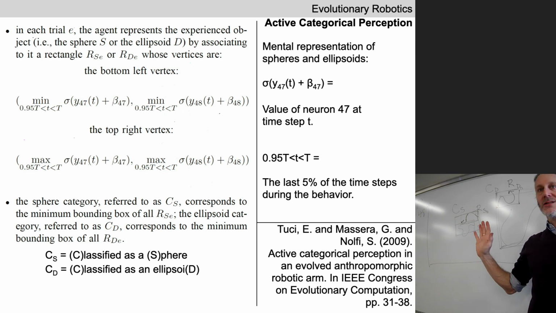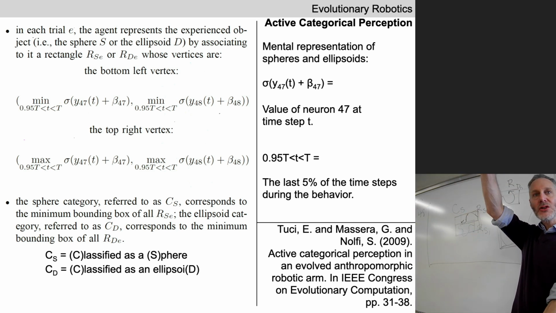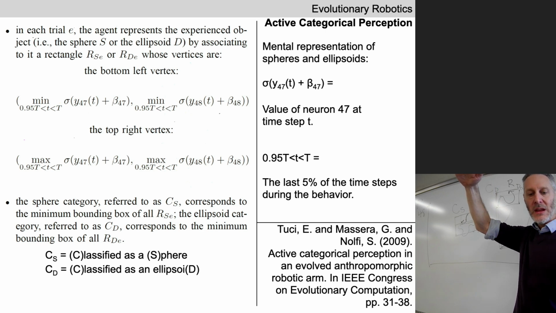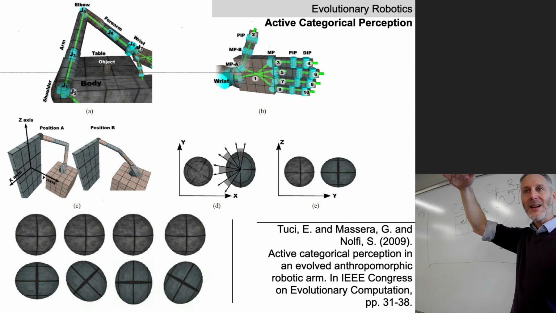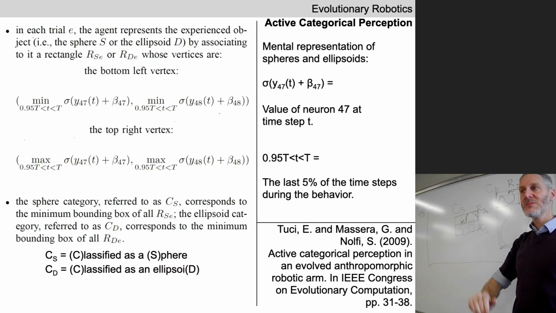Now let's pull back and talk about the evolutionary algorithm. As always, the investigators create an evolutionary algorithm that starts with a random population of CTRNNs. They're going to take each CTRNN and download it into the robot 16 times, 8 times in the presence of a sphere, 8 times in the presence of the ellipsoid. And then for that first random CTRNN, they're going to compute the fitness function.